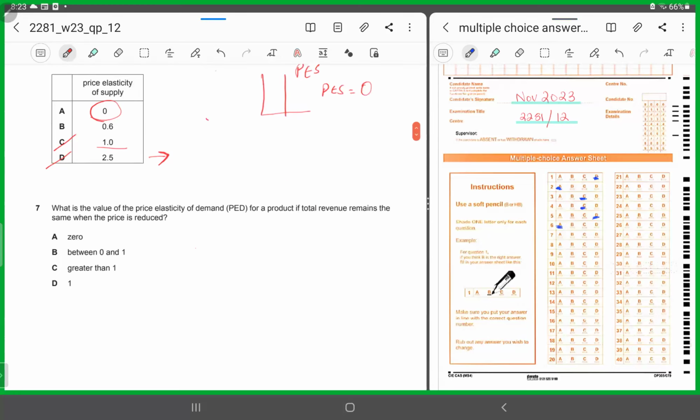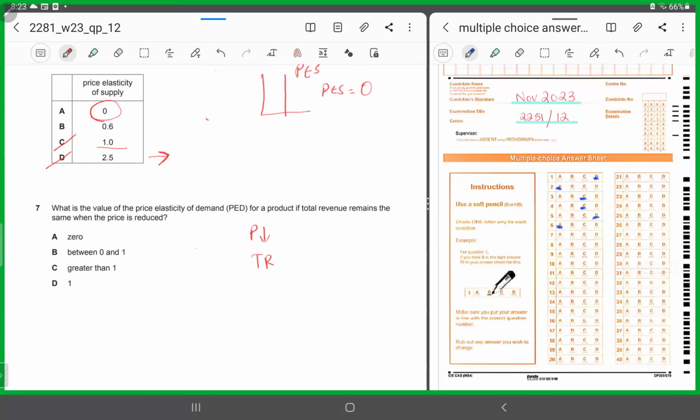So 7th one. What is the value of the price elasticity of demand for a product if total revenue remains the same when the price is reduced? Now, total revenue has to remain the same. They say, although the price is falling, the total revenue is the same.